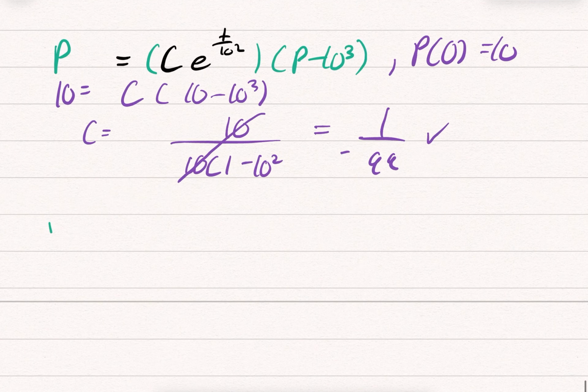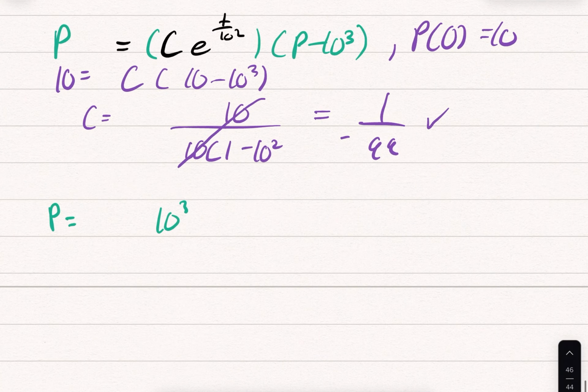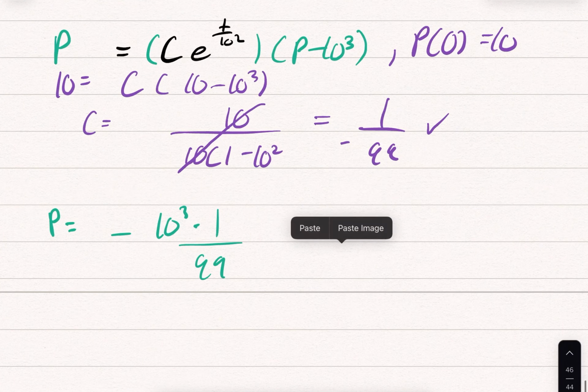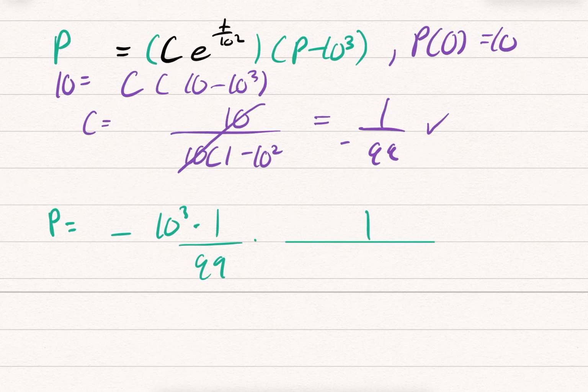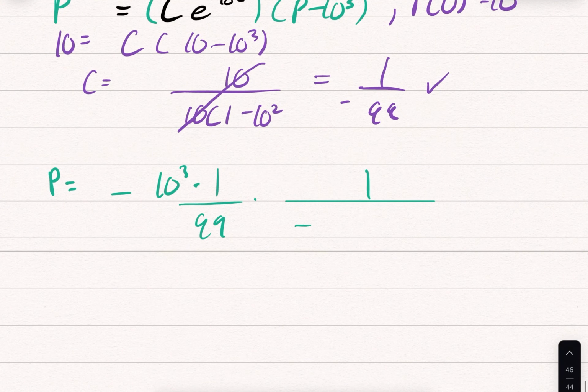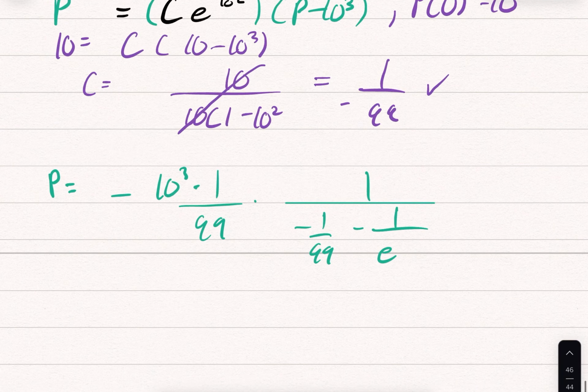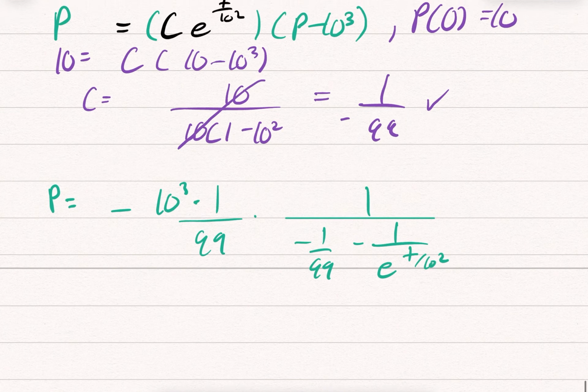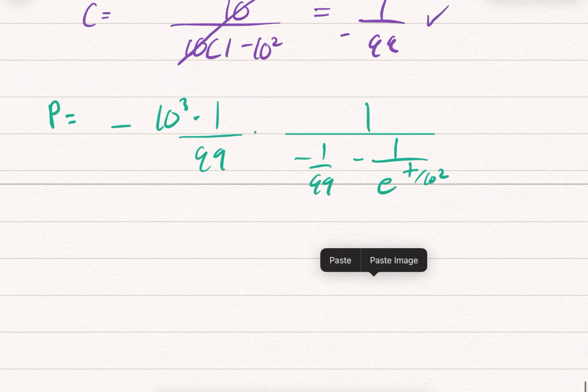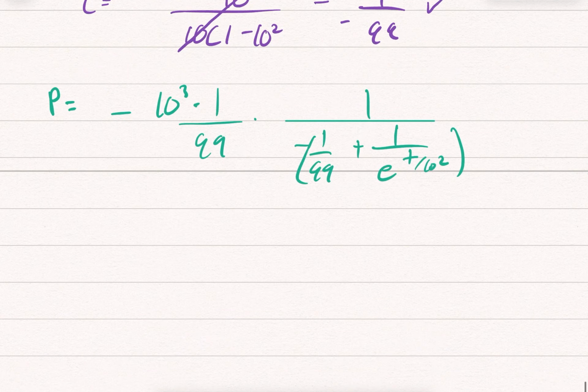So now we got P equals 10 cubed times negative 1 over 99 times 1 over negative 1 over 99 minus 1 over e to the t over 10 squared. Okay? I'm going to factor out that negative. You can slow down the video to see what I did there, but I just factored out the negative, and I'm going to cancel it right there.